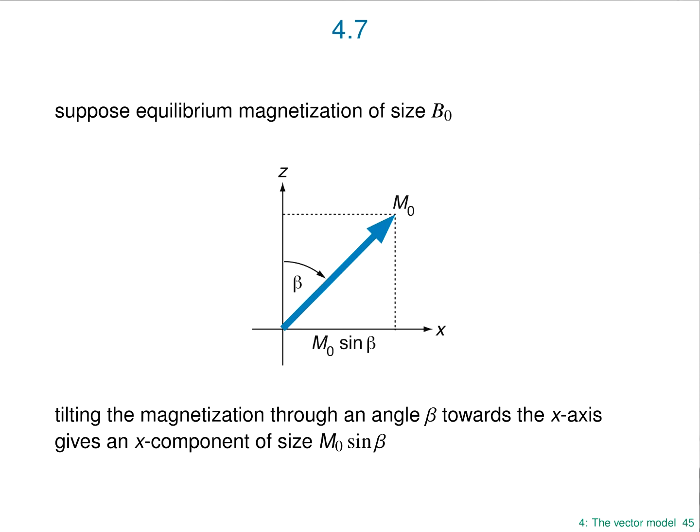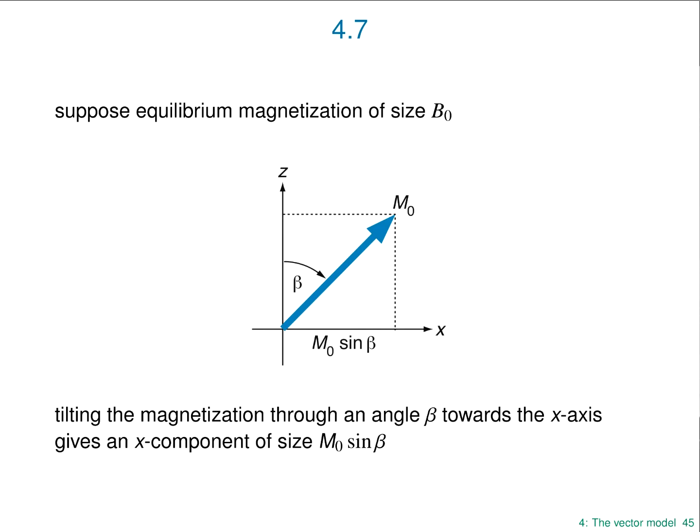And this is the first of many little pictures which just show you how you can describe this in a little more detail using just some very elementary trigonometry. And it's one of the things that's nice about the vector picture is that the maths is very easy. So what I've done there is I've imagined that I've turned the bulk magnetization vector through an angle beta away from the z-axis towards the x-axis. So you can see that the x component is M0 sine beta.